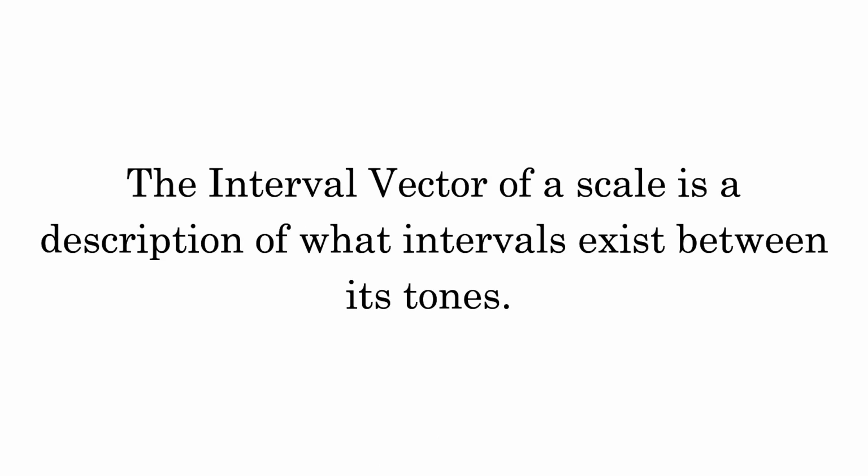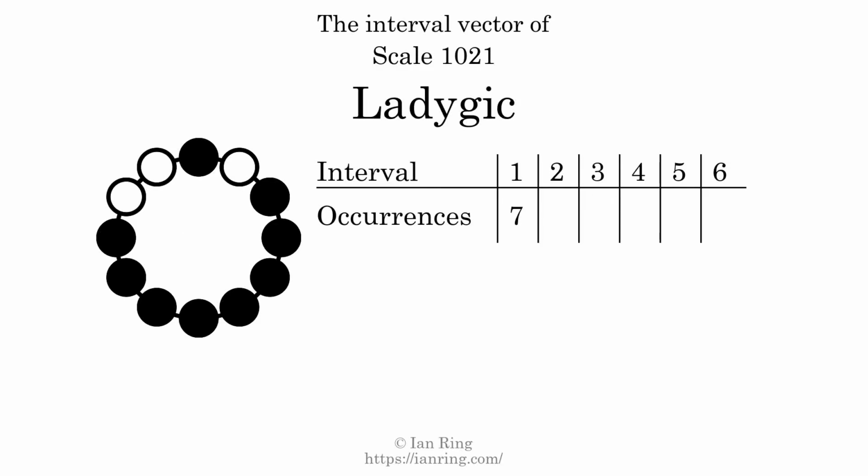The interval vector of a scale is a description of what intervals exist between its tones. There are 7 intervals with the size of 1 semitone. They are here, here, here, here, here, here, and here. There are 7 intervals with the size of 2 semitones. They are here, here, here, here, here, here, and here. There are 7 intervals with the size of 3 semitones. They are here, here, here, here, here, here, and here.